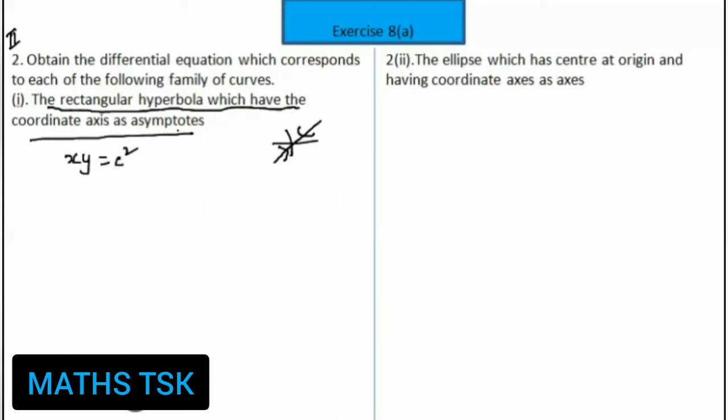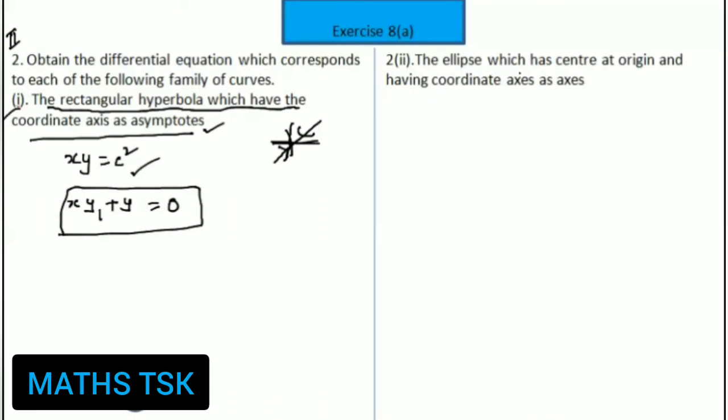Asymptotes means the tangents which touch the hyperbola at infinity. So what is the equation of the rectangular hyperbola? Xy is equal to c square. This is the hyperbola whose coordinate axes are nothing but tangents which touch the hyperbola at infinity. So these coordinate axes are called asymptotes, right? Xy is equal to c square. Only one constant is there. So differentiate only once. X into y derivative y1 plus y into x derivative 1 is equal to 0, c is constant, its derivative is 0. This is the differential equation. Simple problem given for 2 marks many times.